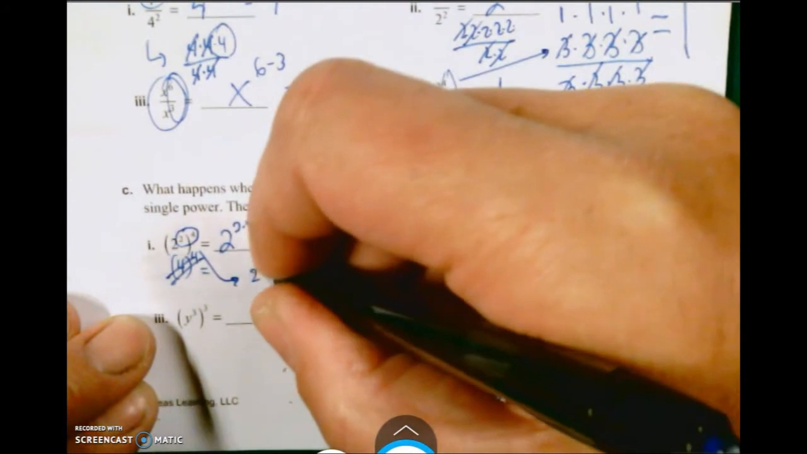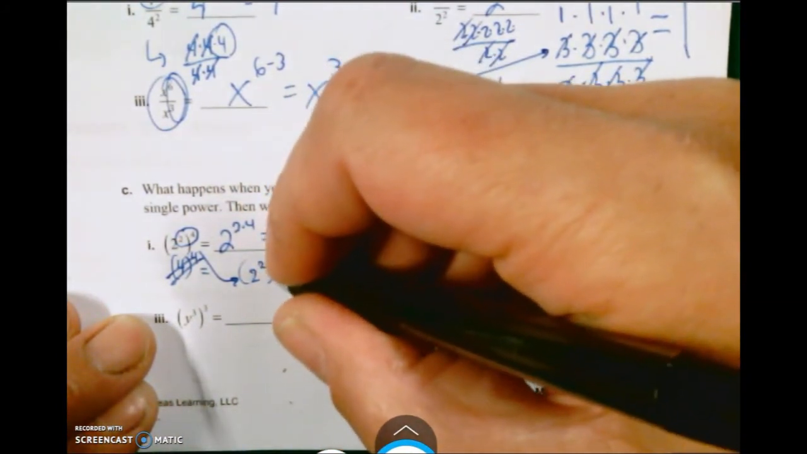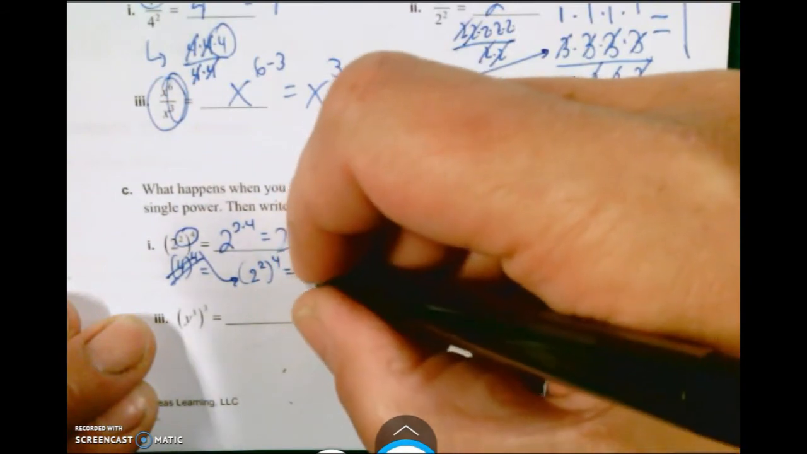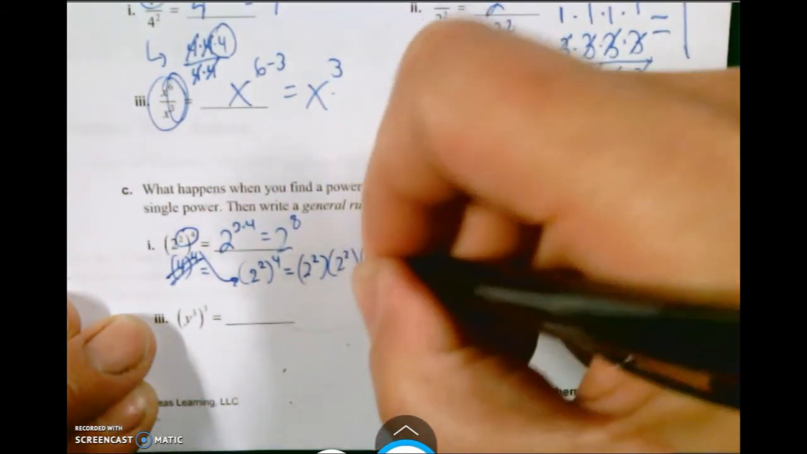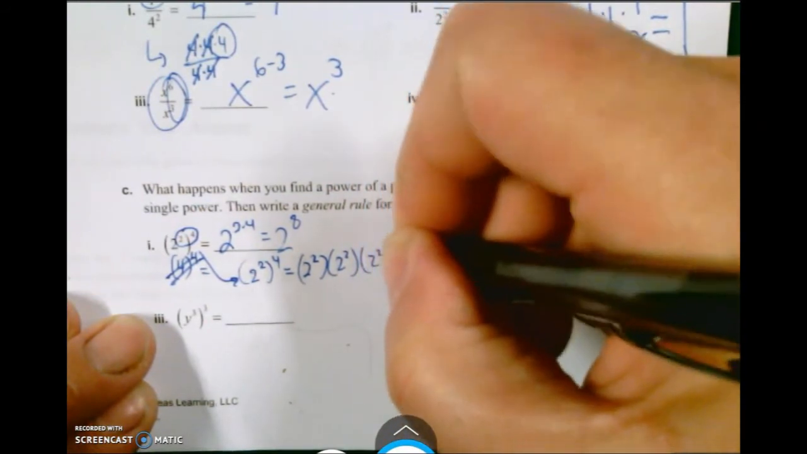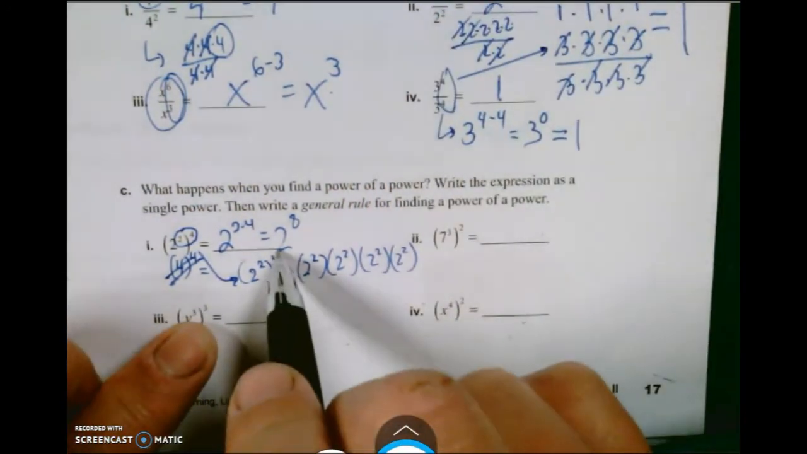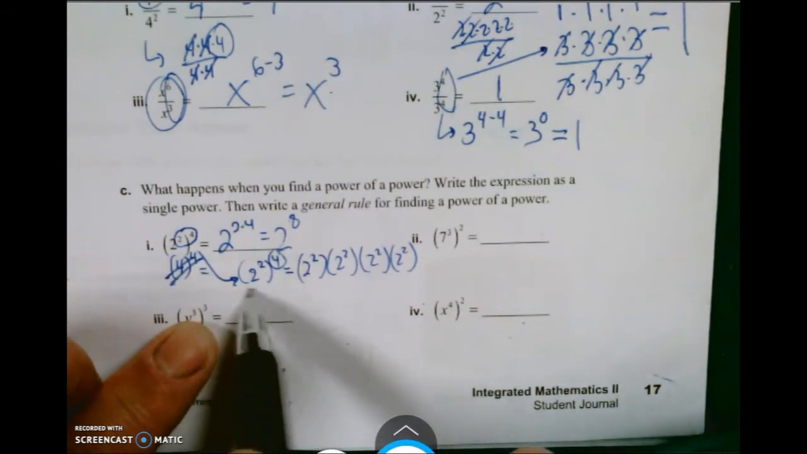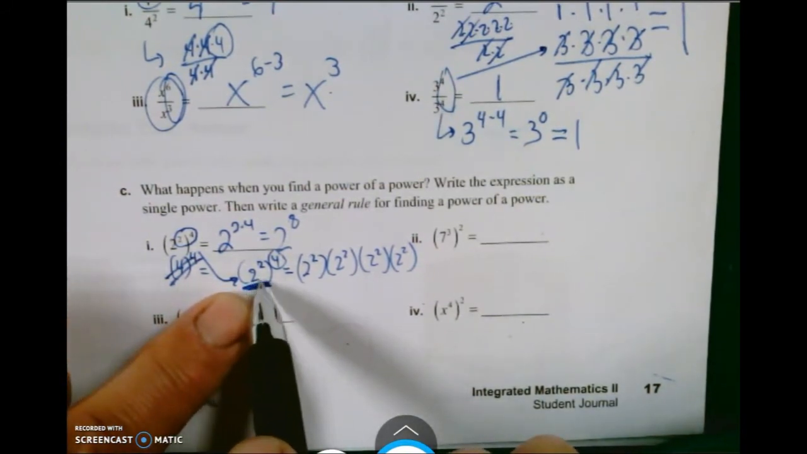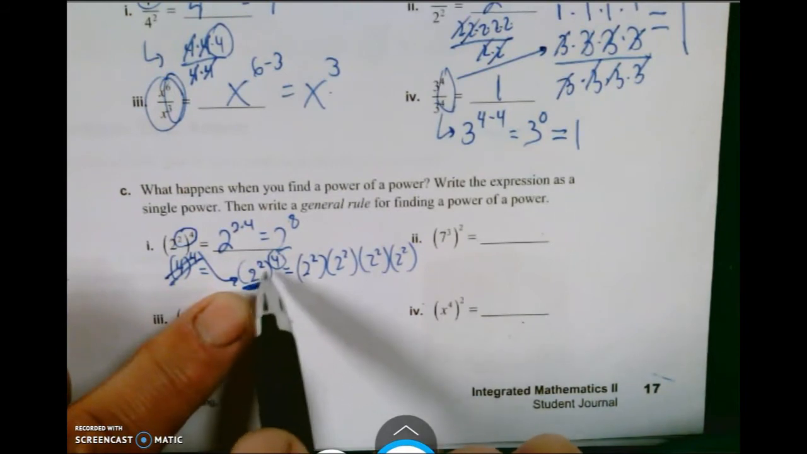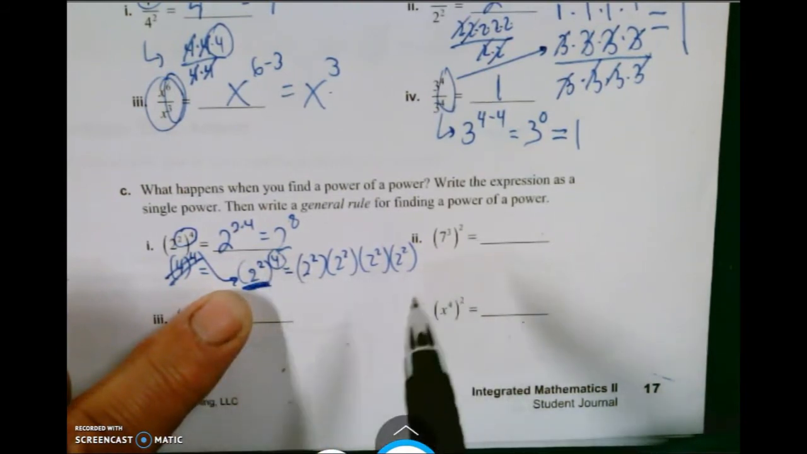Okay. What this really means, though, 2 to the 2 to the 4 means anything to the 4th power means write it 4 times. So what we really have is 2 to the 2, 2 to the 2, 2 to the 2, 2 to the 2. Okay. So because of this 4th power, it means take whatever's inside. That could be 2 to the 2. It could be 2x squared plus 5. Whatever it is, if it says 4th power, you write it 4 times.